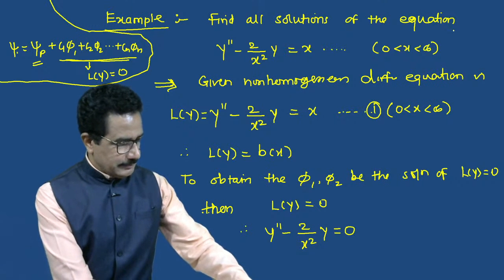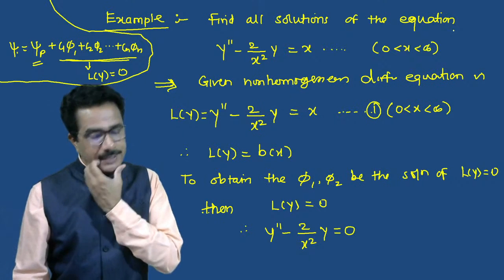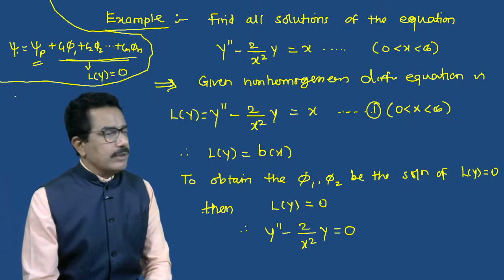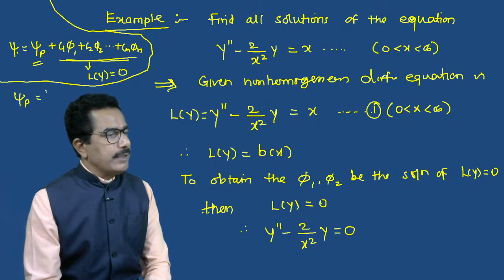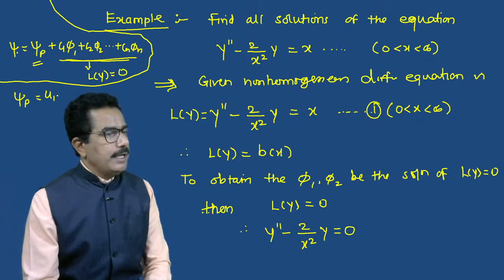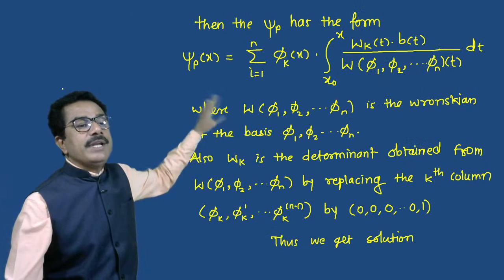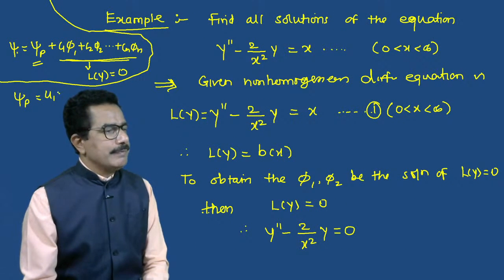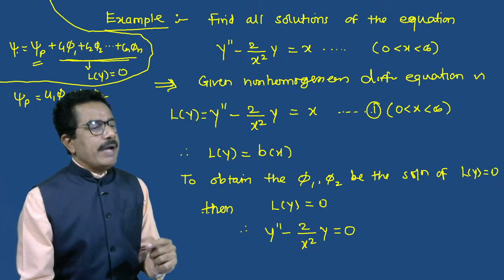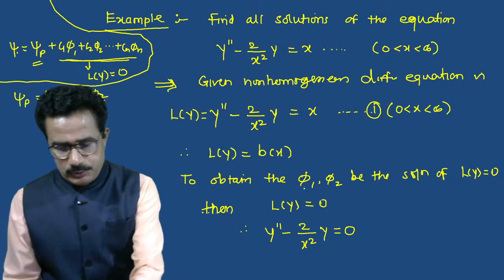So Psi-P can be written as, now how to calculate Psi-P. Look here, Psi-P is given by the summation phi1 u1, that is u1 phi1 plus u2 phi2. So we have phi1 and phi2, but we don't have u1 and u2, so we have to find u1 and u2.